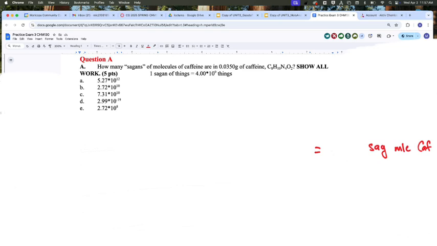I would actually make an argument, and I think there's a really strong argument, that we could abbreviate that as just SAG-CAF. We'll come back to that one later, but for the moment, let's just stick with SAG molecule caffeine. So I need to solve for that. That's my unknown. I now need to talk about what I want to bring into this. I'm given a couple pieces of information. I'm given the grams of caffeine, and then I'm also given this weird conversion factor for what Sagans are.